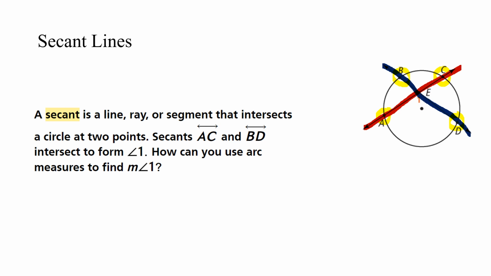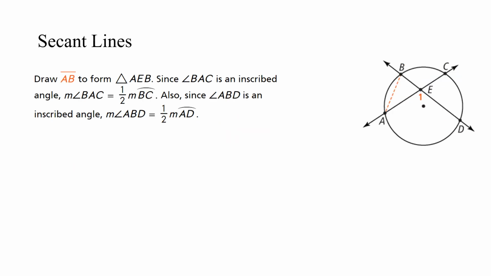In general, a secant line is just a line or a segment or a ray that is going to intersect a circle at 2 points. Remember that a tangent line is just a line, a segment, a ray that intersects a circle at 1 point. So there's a little difference between a secant line and a tangent line. Given that we have AC and BD as two secant lines, how can we find whatever angle 1 is?